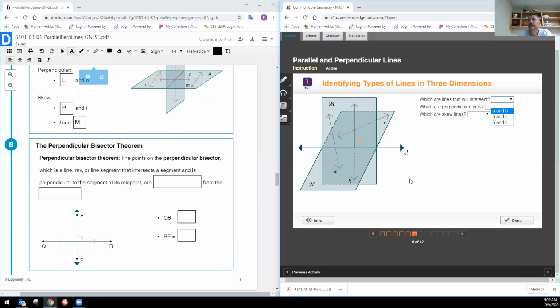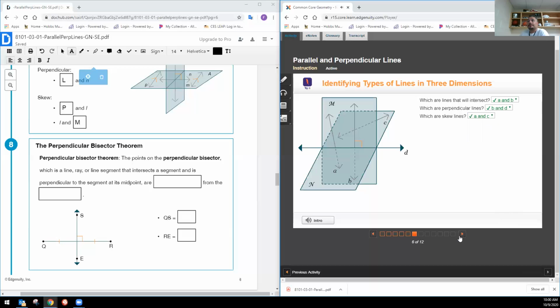What are lines that will intersect? Line B is on M, and line A. So it's going to be these two because C is on plane N. So it's actually A and B. Which lines are perpendicular lines? Now the perpendicular lines are going to be line D and line B. Which are skew lines? C's a skew line because they won't ever go. A's a skew line because those ones won't ever meet up. I'm going to go A and C on that one. Let's see if we're correct.